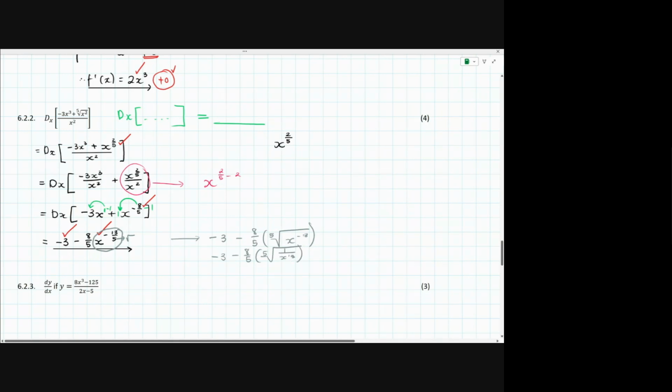Do you see why I'm saying just leave it? There is no point in trying to write all of that nonsense. Just leave it with a negative exponent. Like I say, we don't care in calculus. We care a little bit more in algebra, but in calculus, we do not care.